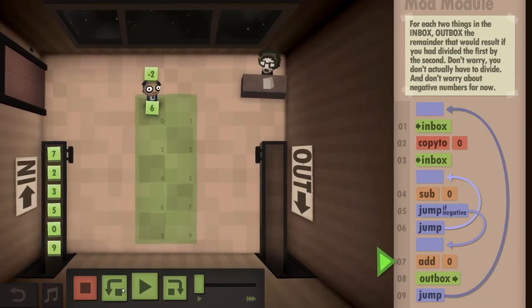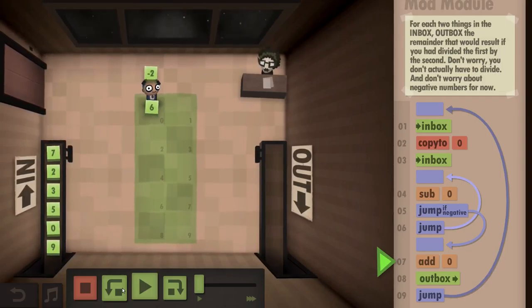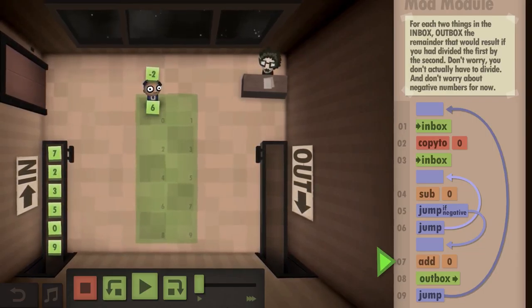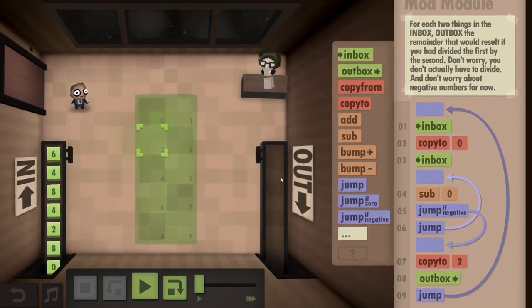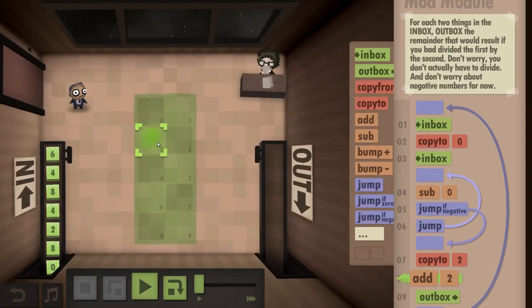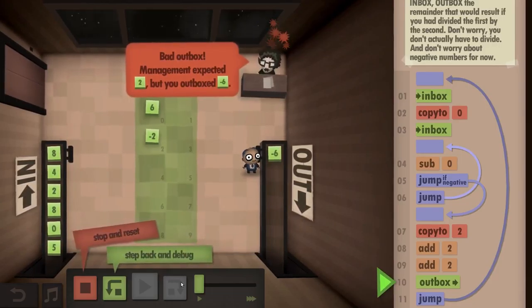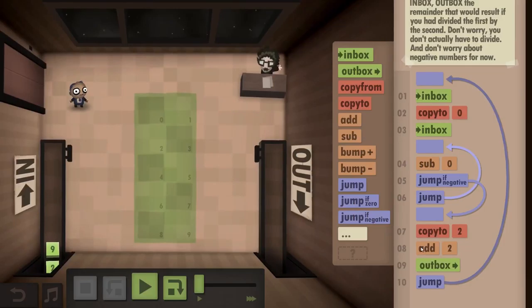Did I have two in my hands? I had negative two. Make negative 2 positive 2. I multiply it by negative 1, but I can't do that. Copy it and bump it twice? Yeah. If it's negative, copy it to 2. Add it to 2. Add it to 2.